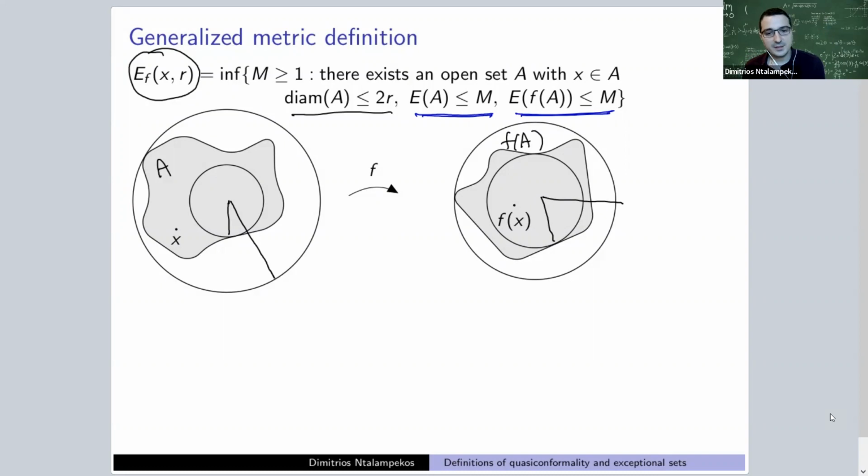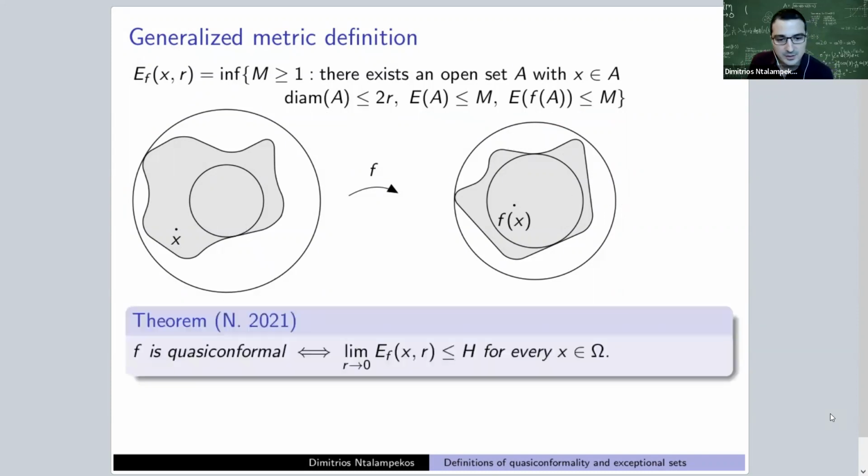Now, you will notice here that the points x and f of x have nothing to do with the balls. So in the previous metric definition, x was the center of a ball and f of x was the center of the image balls. But here, all we require is that x and f of x are just contained in the sets A and f of A. So according to the generalized metric definition, f is quasi-conformal if and only if the limit of this eccentric distortion is uniformly bounded for every x.